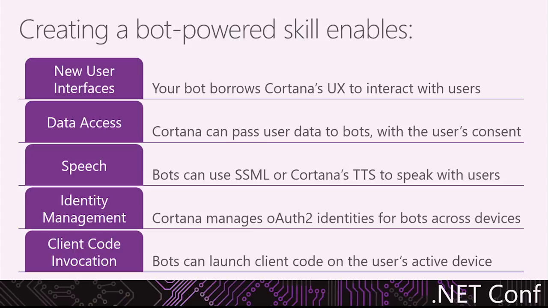Finally, two last things. Identity management across devices using Cortana. Basically, she'll store all your OAuth tokens for you so that when you log in to these skills across devices, you don't need to log in multiple times. And then client code invocation. Your service endpoints have access to Cortana's active device because she's working on that machine. And today in our demo, we'll talk about what it's like to actually start building some code that executes both in the cloud and on a user's device so that you can do some pretty cool stuff.